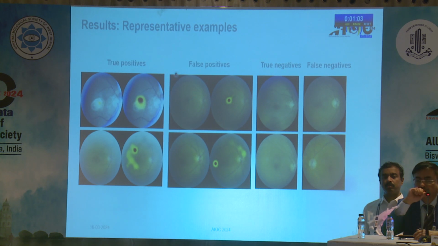So these are some of the examples of the images. You can see some true positives where a CNVM and an intermediate AMD was correctly identified, some false positives where a no AMD or an early AMD was falsely flagged, true negatives, and a false negative here where you can see some intermediate AMD being missed by the device.